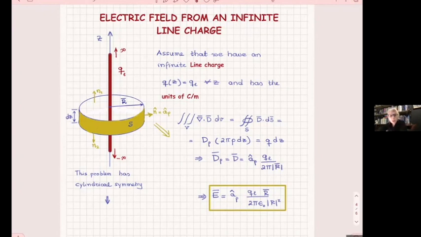Any questions? Professor? Yes. Can you explain the two normal vectors that are going parallel to the infinite charge? Yes. What properties did you say those had? The two normal vectors are in opposite directions.